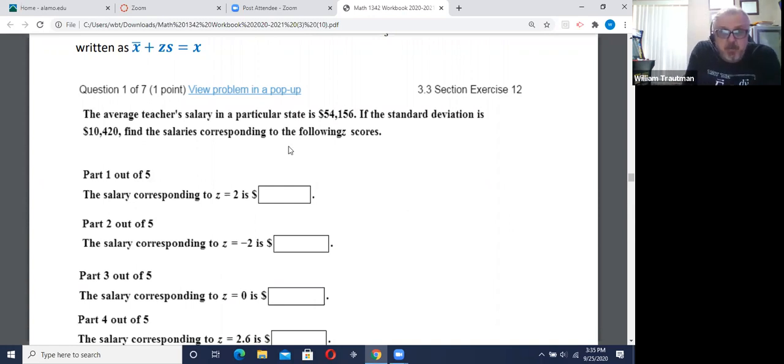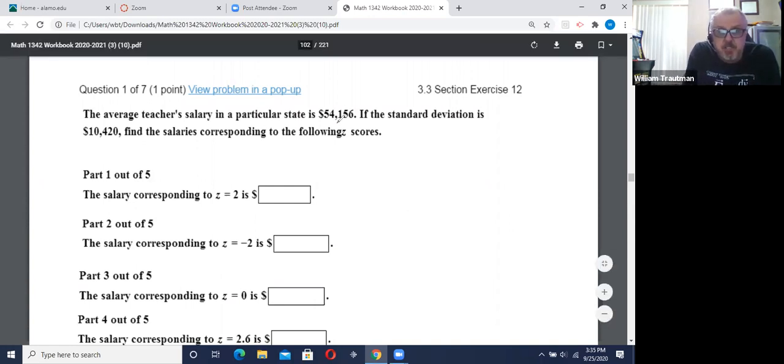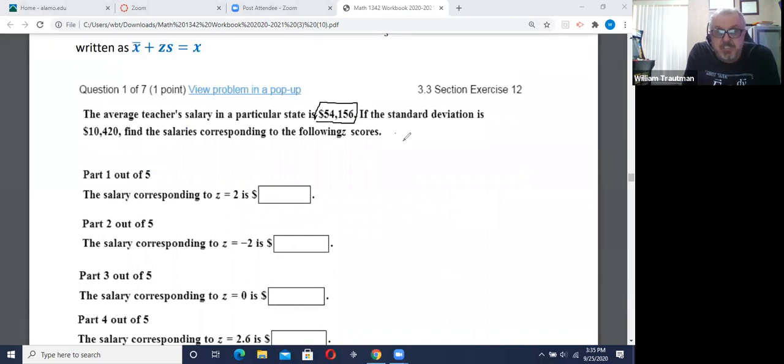The average salary for a teacher is this. So that's the average, the mean, 54,156. Standard deviation, 10,420. Find the salaries that correspond to the Z-score. So they tell us the Z-score, we have to find the salary. Do you see I have the mean, I have the standard deviation, and I have the Z. I need to find the X value.